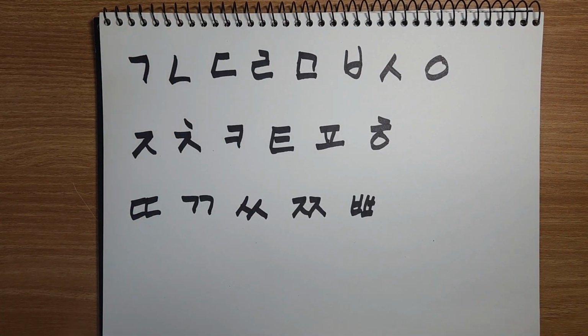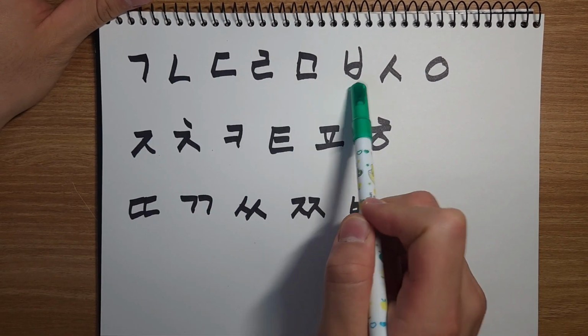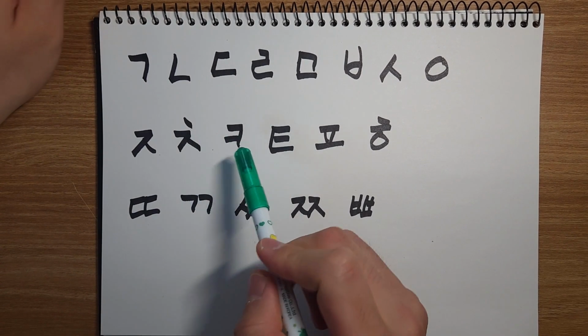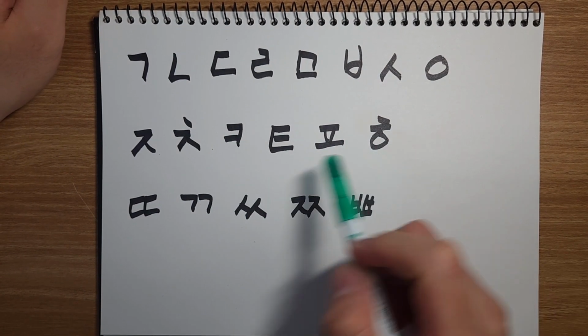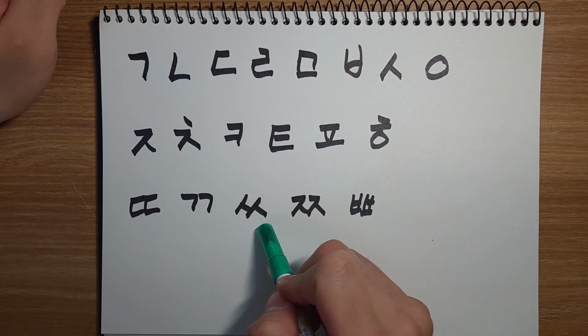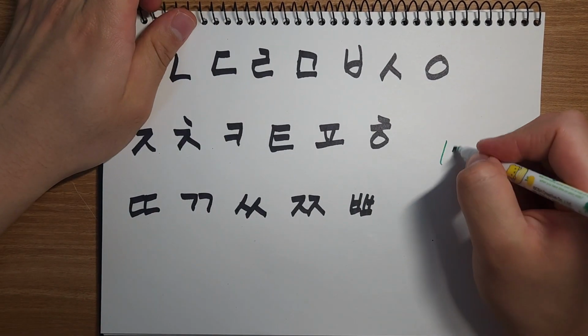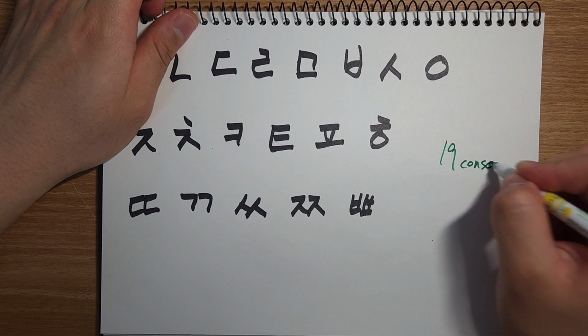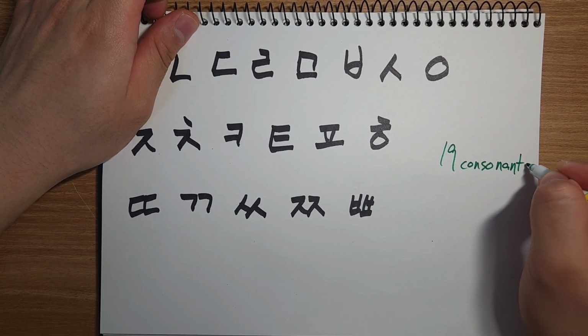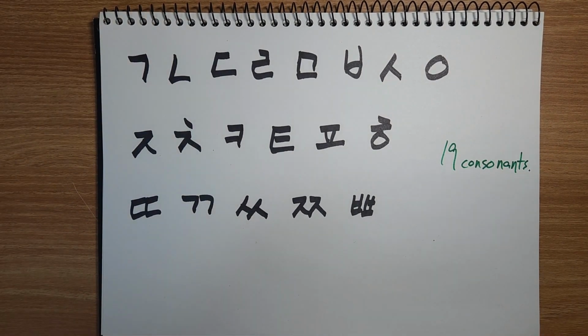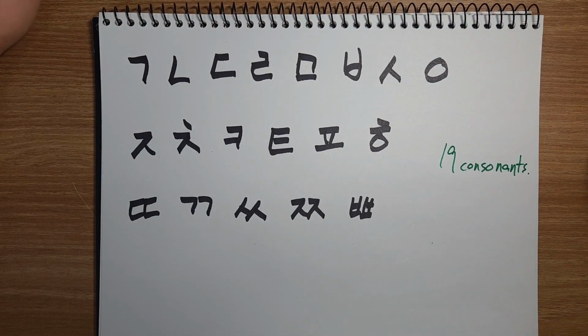So these are all of the Korean consonants, like 1, 2, 3, 4, 5, 6, 7, 8, 9, 10, 11, 12, 13, 14, 15, 16, 17, 18, 19. So there are 19 consonants. And I want to give you some advice and tips. So there are 19 consonants in Korean.